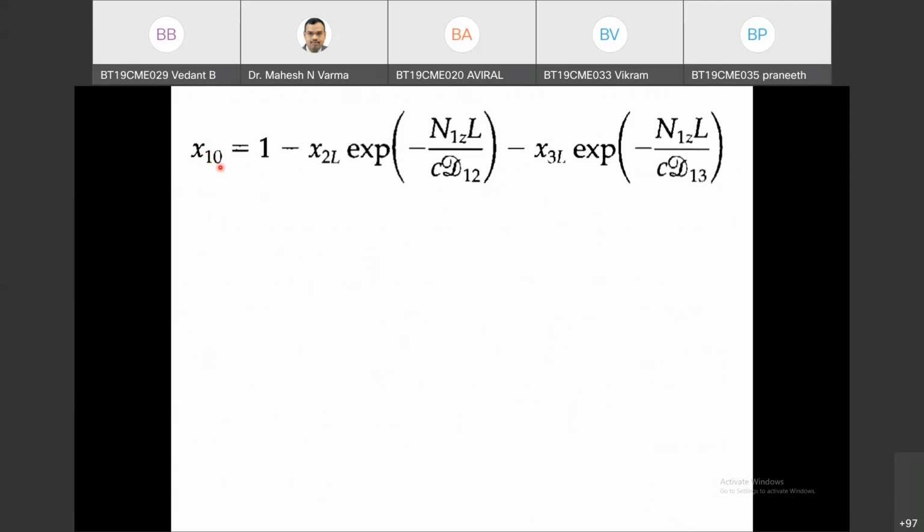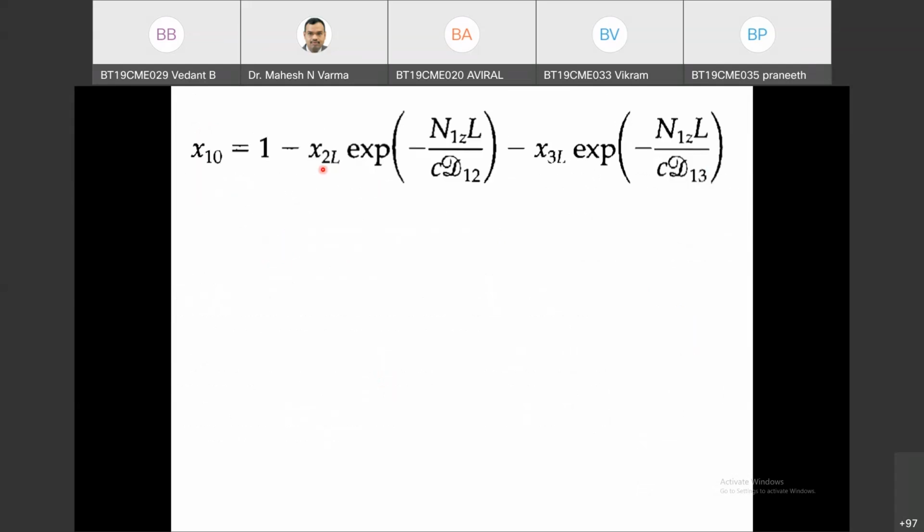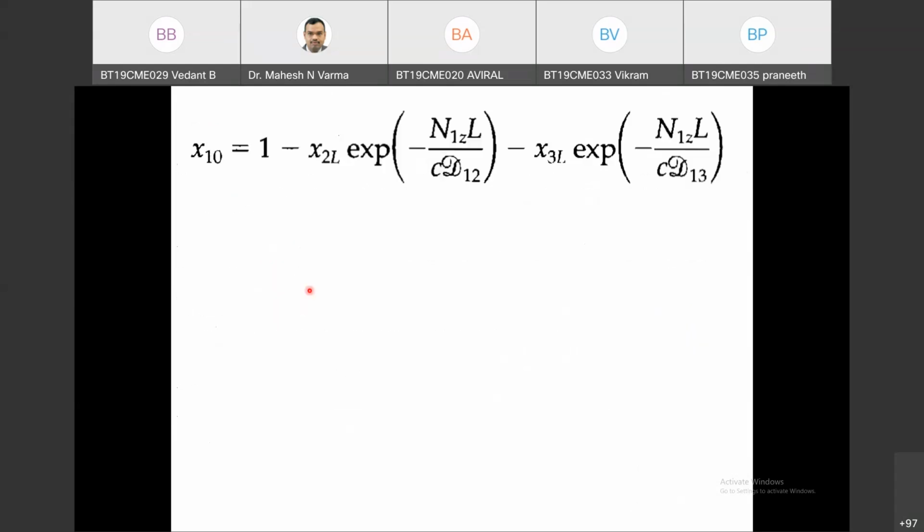What is X10? X10 will be P saturated divided by P. The saturated or vapor pressure is 341 and the total pressure is 760 mmHg. So this will give me X10. X2L is 0.75, X3L is 0.15. And this L is 11.2.